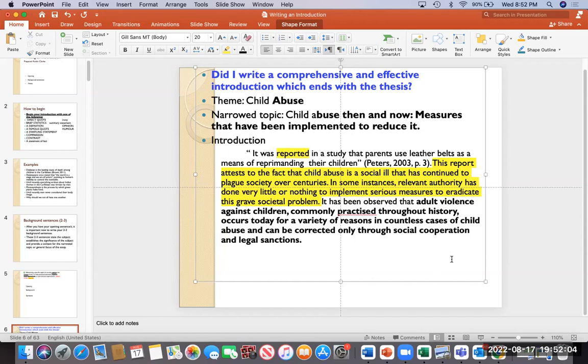All right. So do we see which word is repeated? Child, sir, or in the first sentence and the second sentence, which word? Oh, sir, report. Thank you. So it was reported. This is a direct quote. The second sentence that says this report attests to the fact that is what is called analysis. In other words, the person is linking what is said in the direct quote to help build the background.